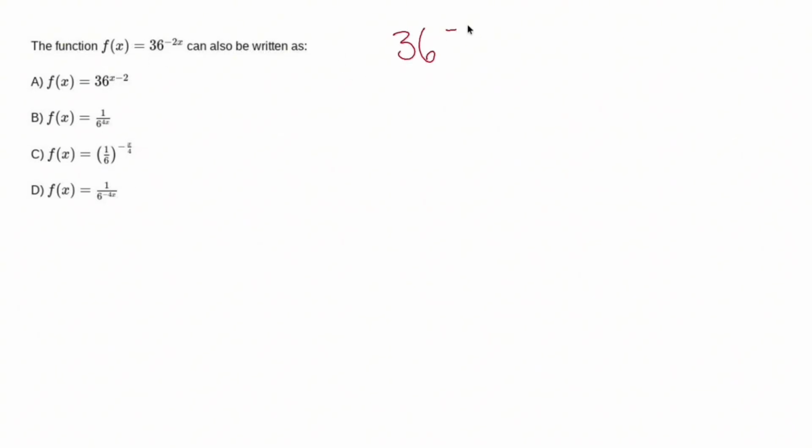The function f of x equals 36 to the negative 2x can also be written as which of these guys? So let's see if we can break this down and simplify it as much as humanly possible. So we have 36 to the negative 2x. 36 is a square. More specifically, it's 6 squared. So we're going to rewrite this as 6 squared to the negative 2x. Now, whenever you have a power to an exponent, you multiply exponents. So this becomes 6 to the negative 4x.